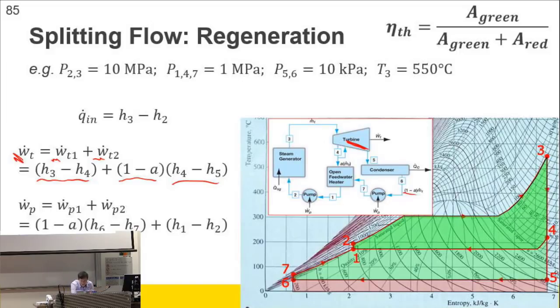For our two pumps, we get the same thing. So for pump one, in this case I've denoted this pump one, we only get a portion of the mass flow through pump one times the difference in the enthalpies.